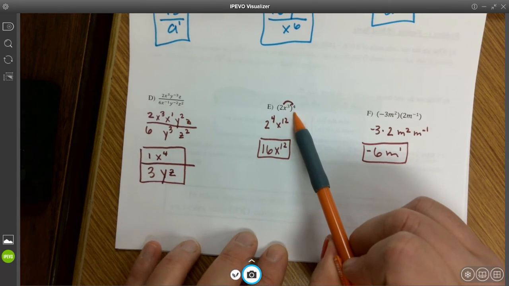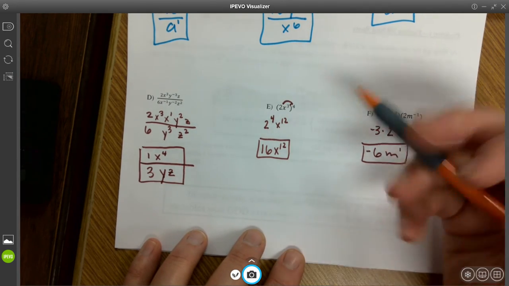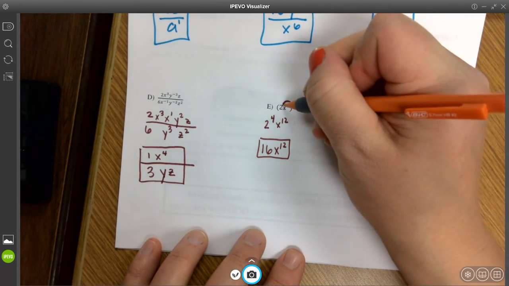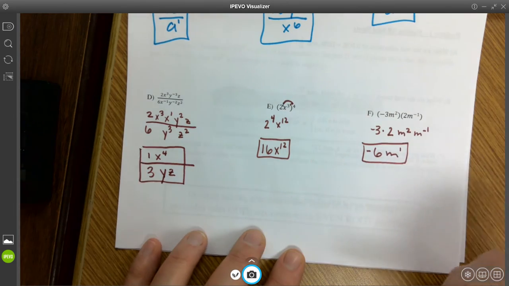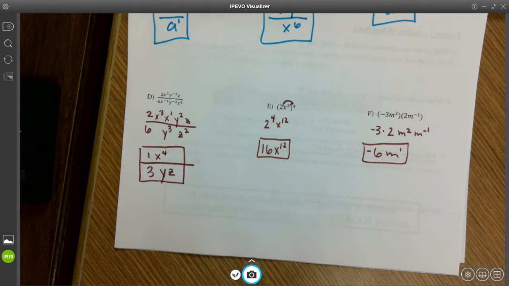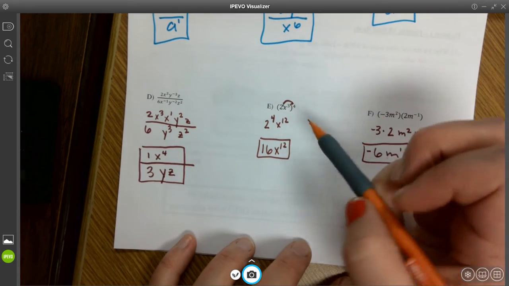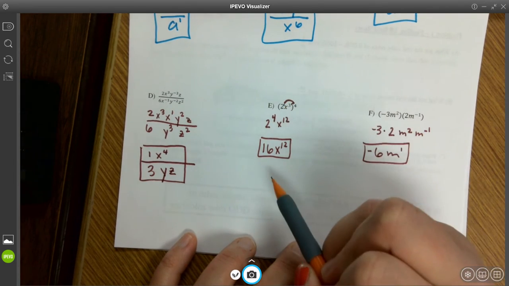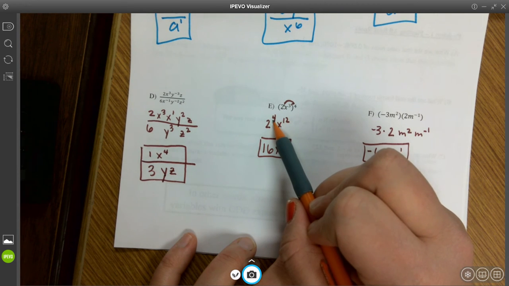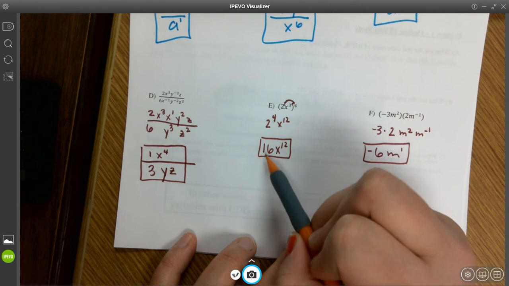Next one, power to a power. Power to a power, you multiply. Don't forget, don't be greedy. There's like a little 1 here. Every whole number has a 1 exponent. Every one. It's like magical. It's invisible. So when we do a power to a power, we multiply. We get 4. So 2 to the 4th is 16. That's where that comes from.